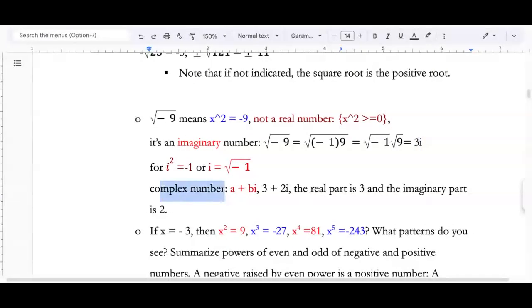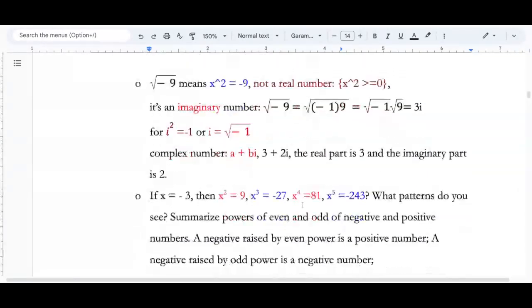And a complex number is written a plus bi. A is a real number, bi is an imaginary number. So we have two parts. Let's see 3 plus 2i. The real part is 3. The imaginary part is 2. We'll talk more about this when it comes.